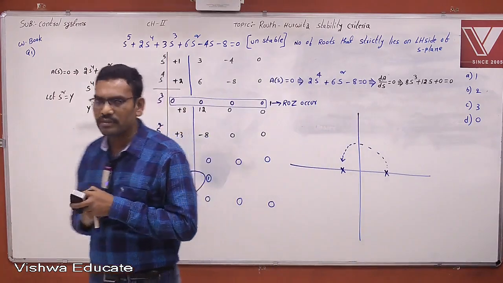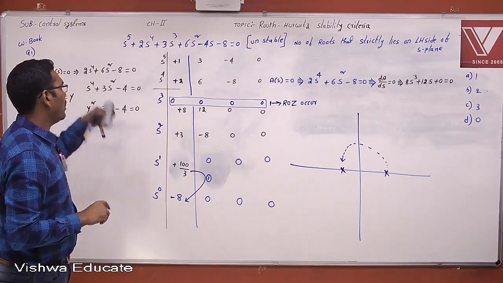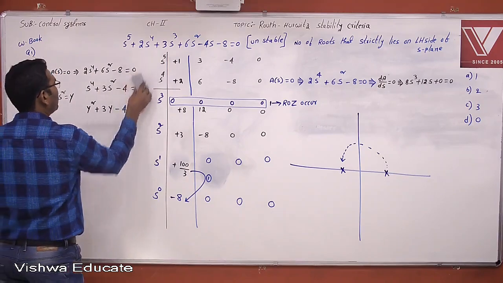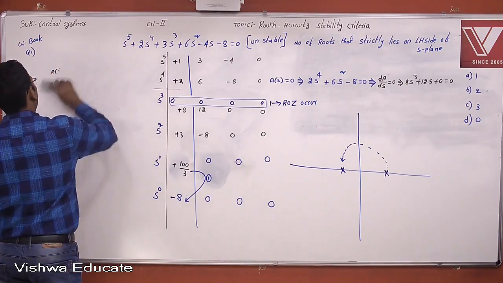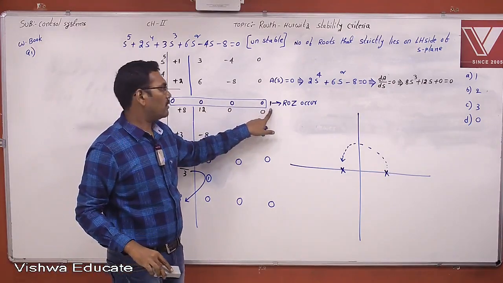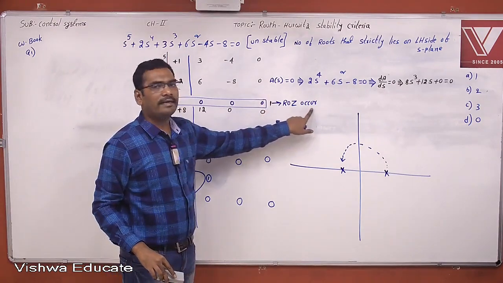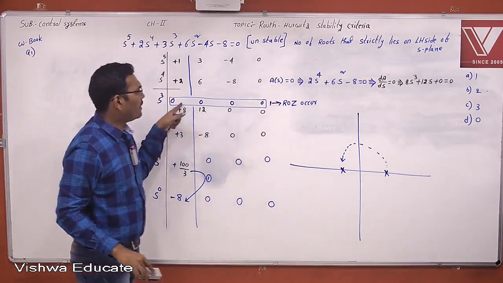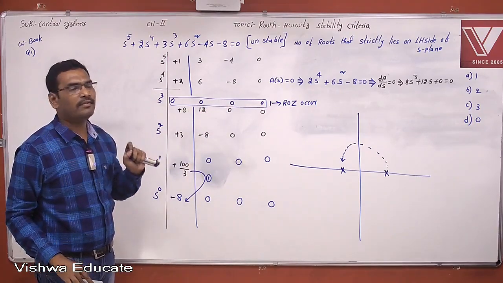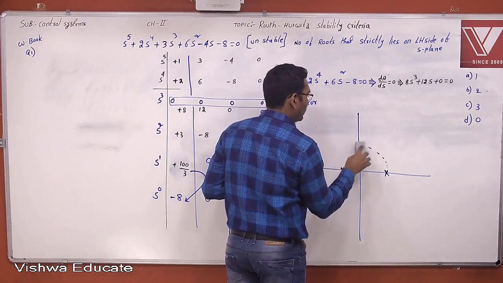Some of you are saying, no sir, finding the auxiliary equation roots is a lengthy analysis. No, without doing this also you can find. This is one solution, but without this also you can find. Now see here, how many times does the row of zeros occur? Only one time the row of zeros occurs. Only one time means definitely the poles are arranged symmetrically with respect to the origin.